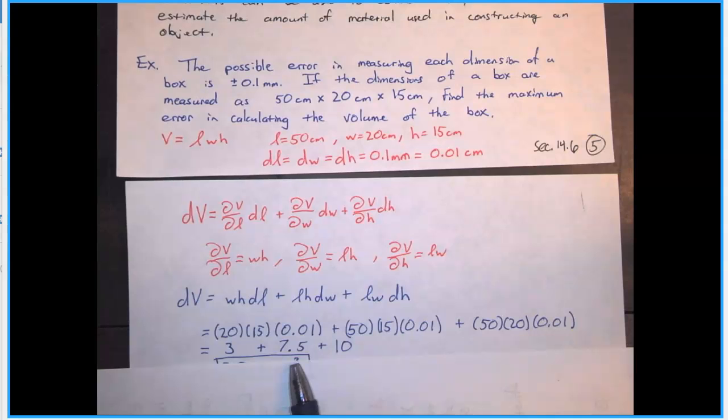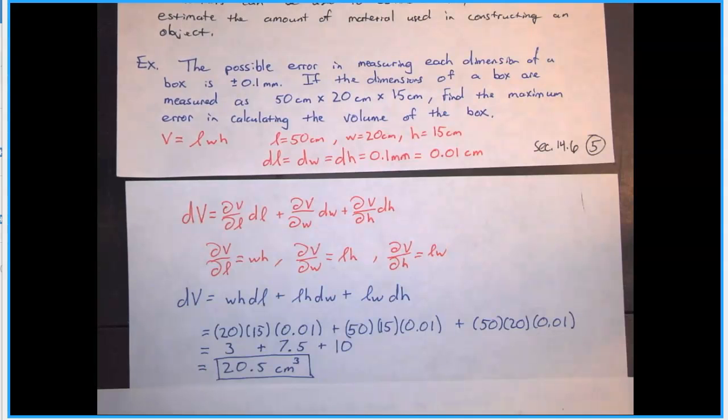Move the decimal back 2 places. 50 times 20 is 1,000. Move the decimal place back 2 places. That's multiplying by 0.01. Add them together, I get 20.5 cubic centimeters. So the maximum error in calculating the volume of the box is 20.5 cubic centimeters.